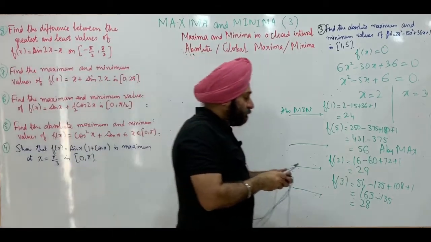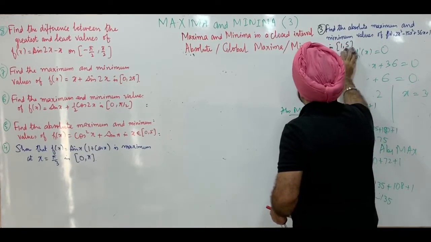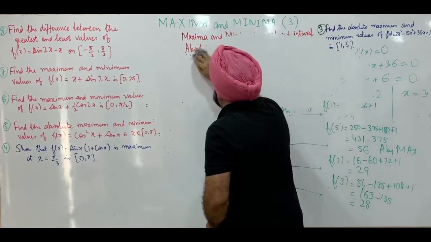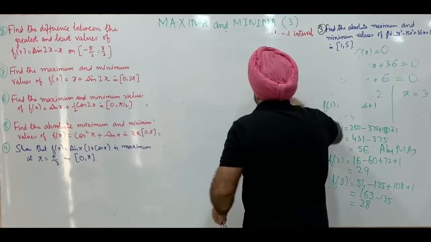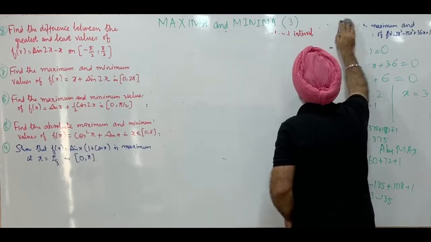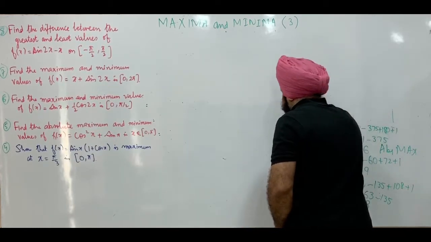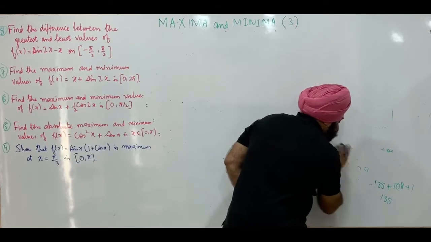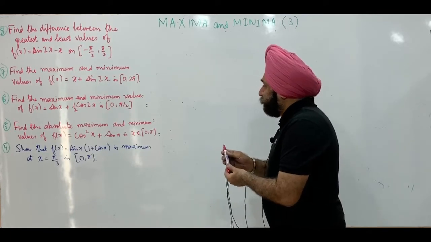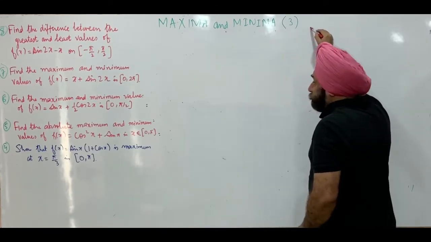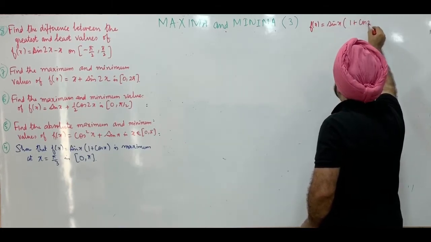Coming to the fourth question. This is f of x equal to sin x into (1 plus cos x), and the interval is given as 0 to pi. So the steps remain the same. We will first find the first order derivative and equate the derivative to 0. So I am writing f of x, this is sin x into 1 plus cos x.